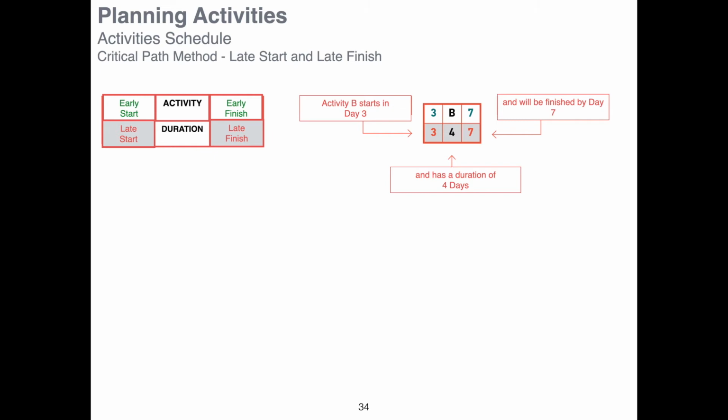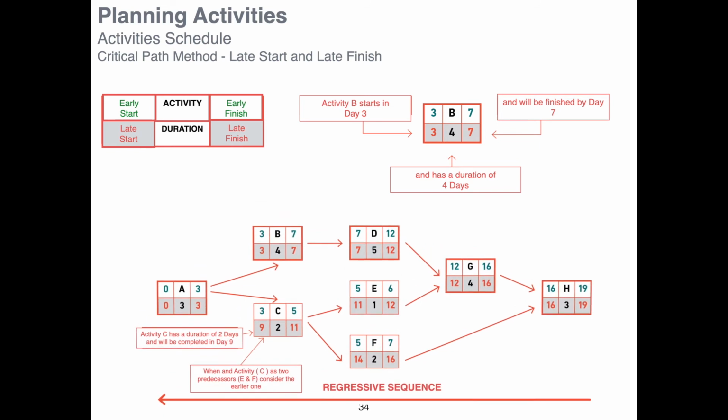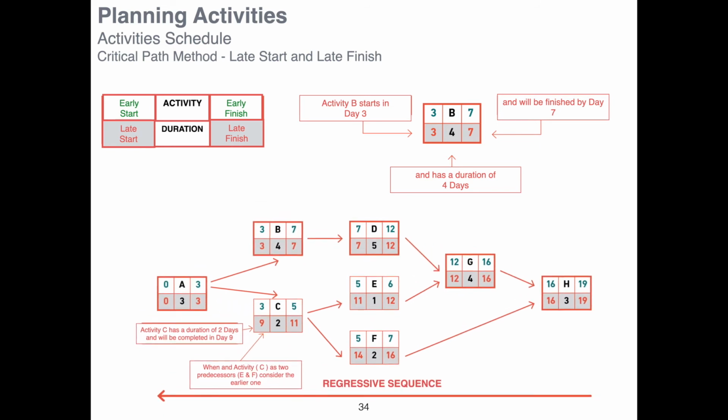It will be on day 3 because we know that it will be completed on day 7. It will have a duration of 4 days. It means that the latest date possible to start activity B will be the 3rd day of project implementation. And we do exactly the same analysis for all the activities. So linear sequence, left to right; regressive sequence, late start and late finish dates, right to left.